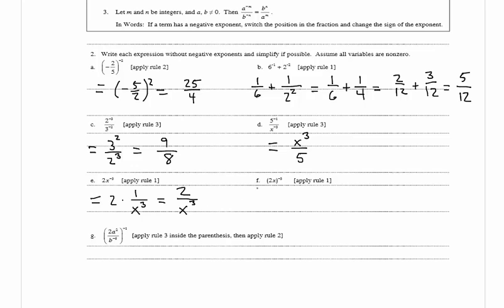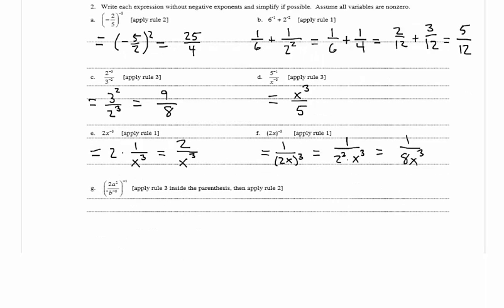In F, we have 2x in parentheses, all raised to the negative third power. And the parentheses is what makes this problem a little bit different than E. In E, the 2 was not raised to the negative third power. It was just a coefficient out in front of our variable. Now our coefficient is also raised to the negative third power. So we're going to write this as 1 over 2x cubed, and 2x cubed could be written as 2 cubed times x cubed, or 1 over 8x cubed.